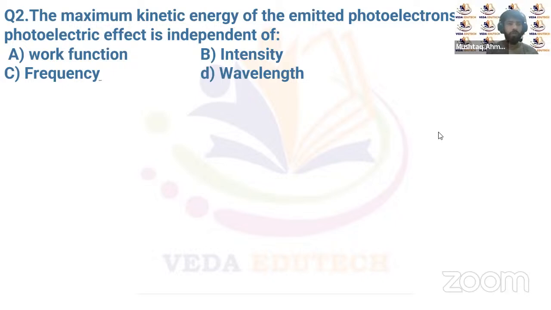Moving on to question number 2: the maximum kinetic energy of the emitted photoelectrons in the photoelectric effect is independent of what? We have four options: work function, intensity, frequency, wavelength. Now let's suppose this is the metal surface. We are incident some photons or light on this metal surface, and because of this incidence, electron emission takes place. That's what we call the photoelectric emission.